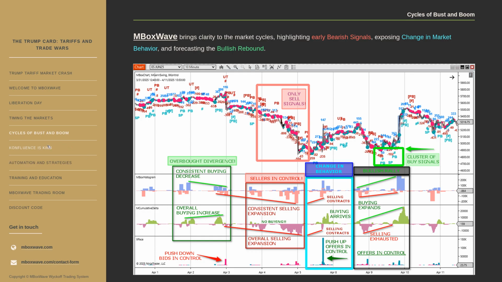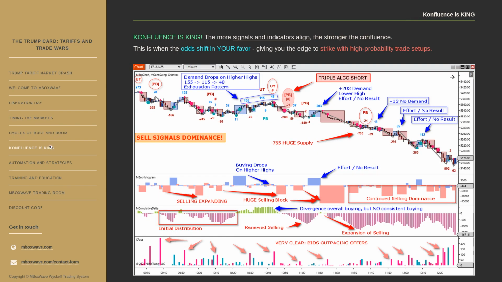So now I'd like to talk about confluence. So what are we looking for? And this is just an example of intraday trading. I've got a gazillion examples of live trades and other things you can look at later, but this is the one slide I'm going to talk about of intraday trading here. Confluence is king. What does this mean? The more signals and indicators align, the stronger the confluence is, the stronger the setup. This is when the odds shift in your favor, giving you the edge to strike with high probability trade setups, right?